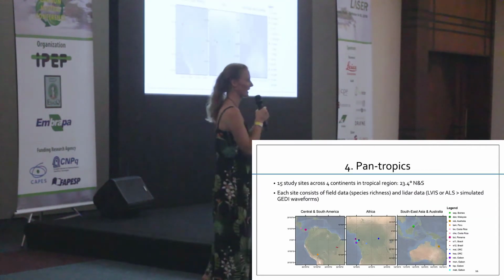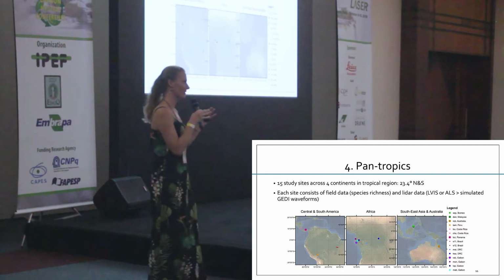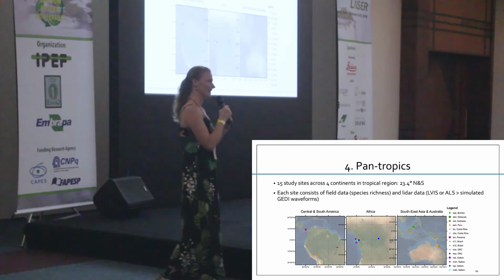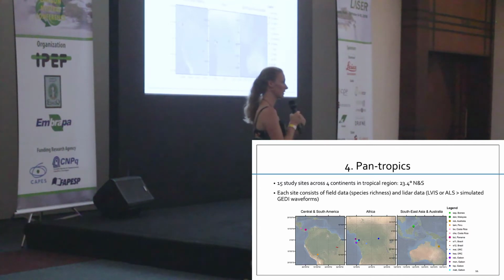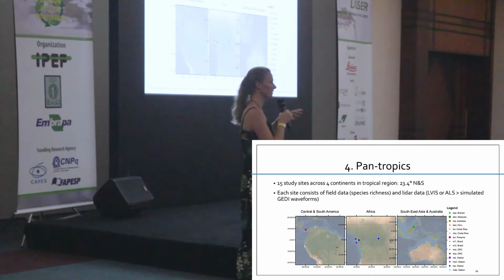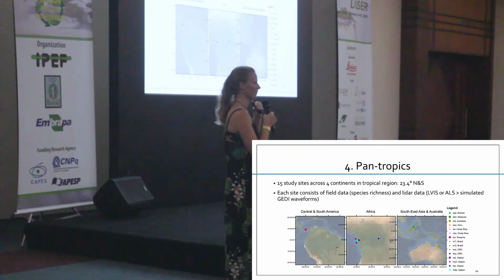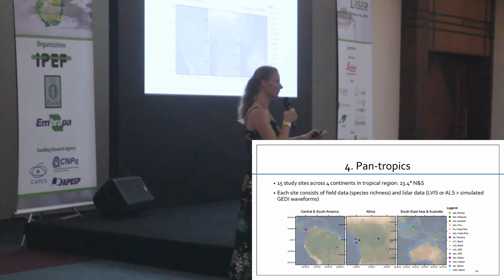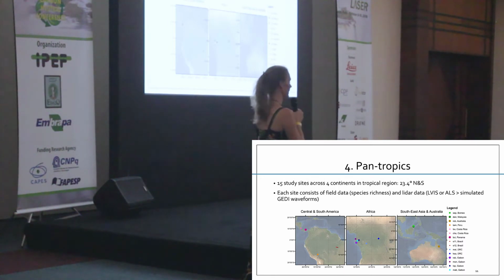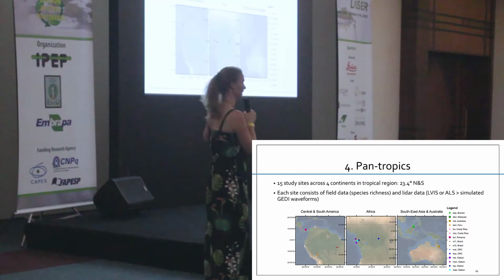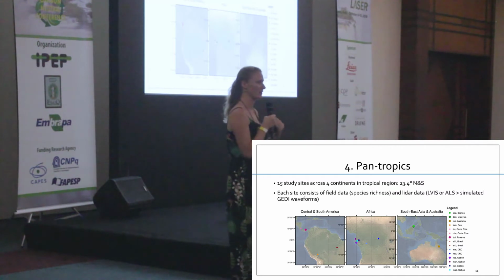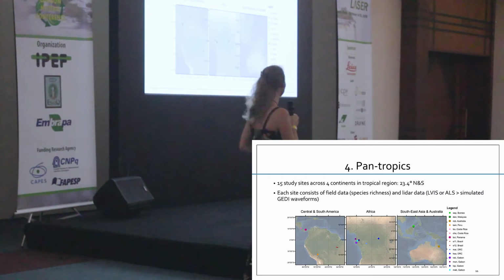Now, we want to see what happens when we go all around the tropics. In a way, you would expect that it shouldn't really work, because what we know from biogeographical history is that a lot of these regions develop differently. So, for example, we know that in Borneo there are super tall trees, but the most diverse areas are in South America. So it wouldn't be surprising if it doesn't work perfectly well.